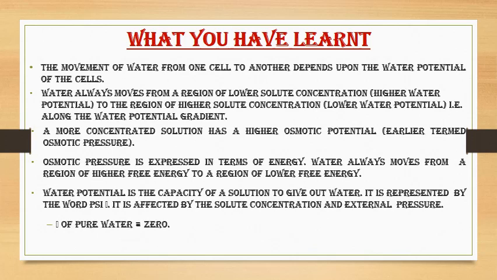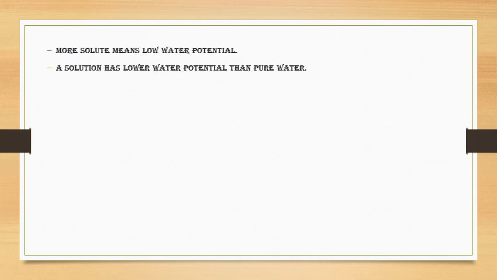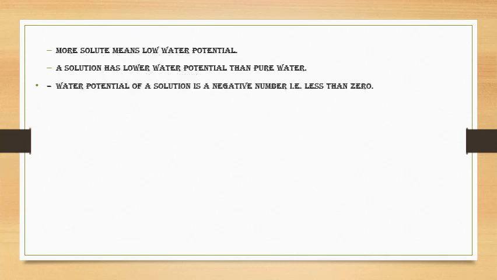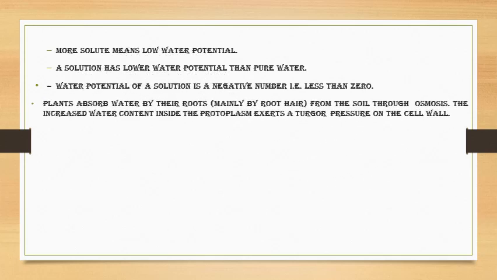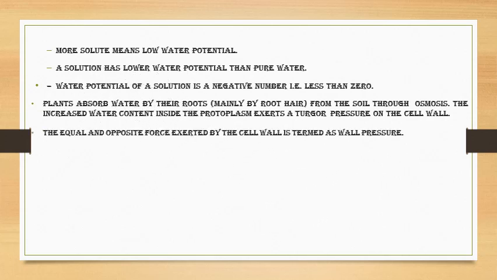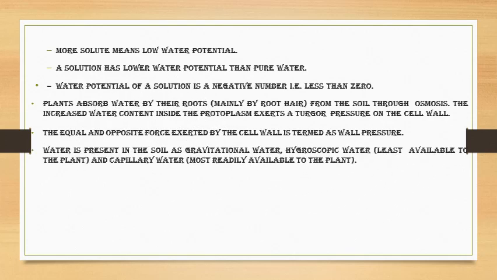It is represented by the symbol psi. It is affected by the solute concentration and external pressure. Psi of pure water is 0. More solute means low water potential. A solution has lower water potential than pure water. Water potential of a solution is a negative number, less than 0. Plants absorb water by their roots from the soil through osmosis. The increased water content inside the protoplasm exerts a turgor pressure on the cell wall. The equal and opposite force exerted by the cell wall is termed wall pressure.